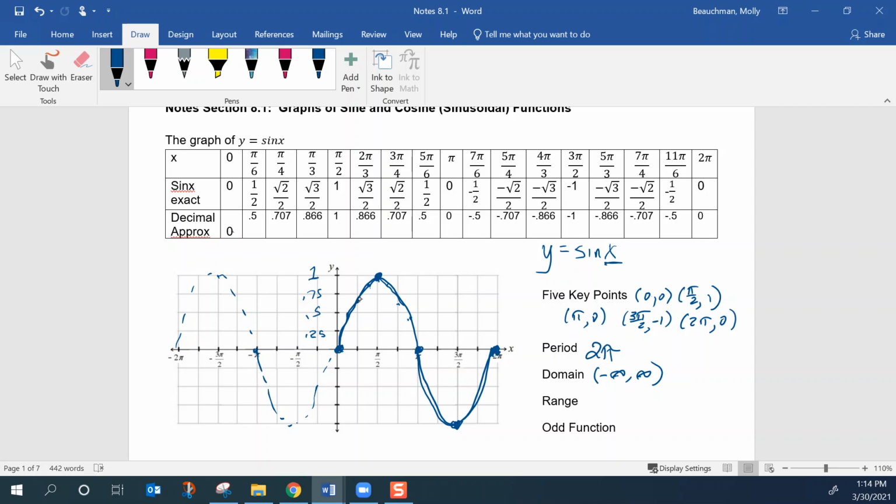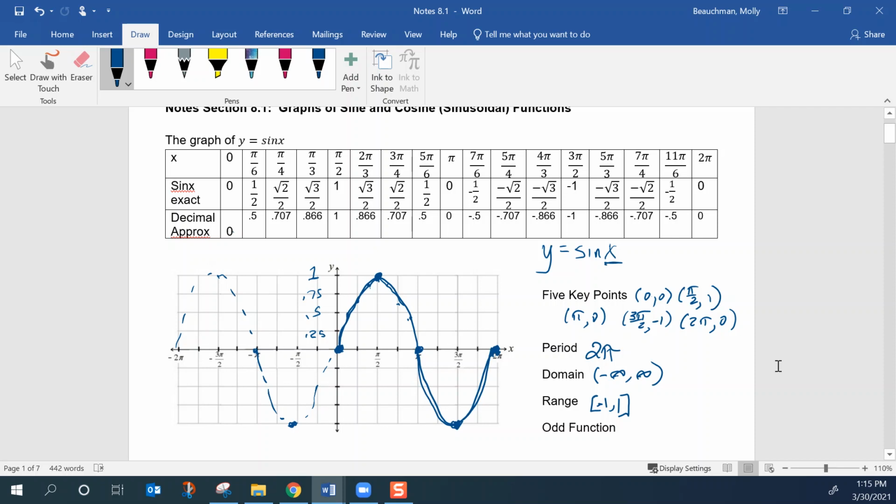But the range, notice, the maximum value is 1, minimum value is negative 1. So this function keeps cycling between those two values. So the range is negative 1 to 1. And then we would call the sine function an odd function. It's a rotation around the origin of 180 degrees, or for every (x, y), there's a (negative x, negative y). So that's what the graph of the sine function looks like.